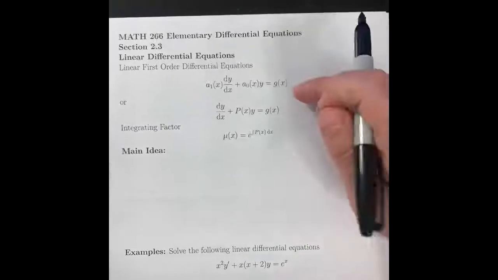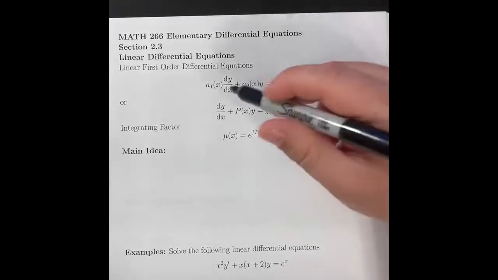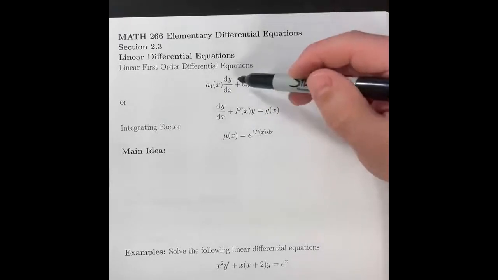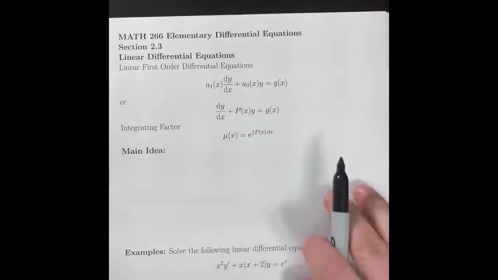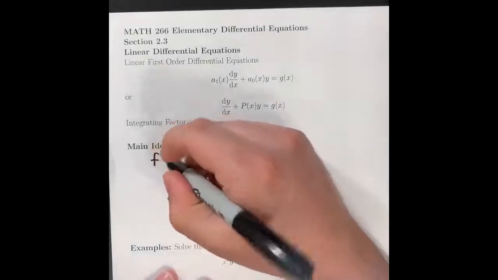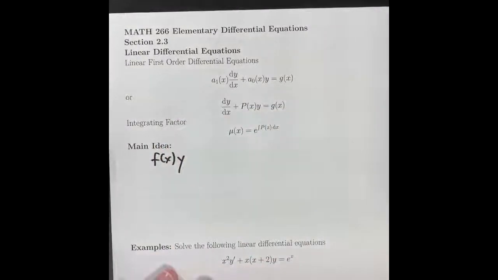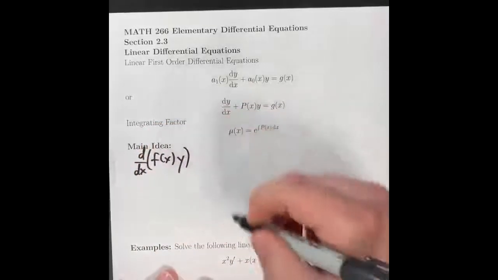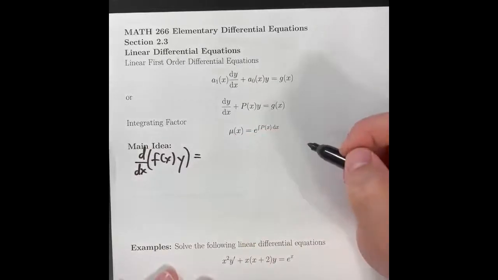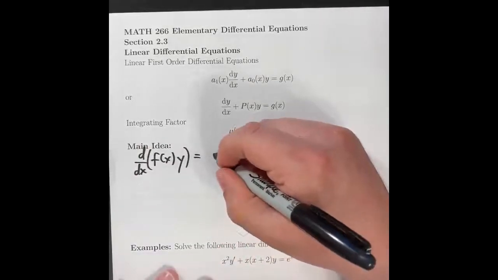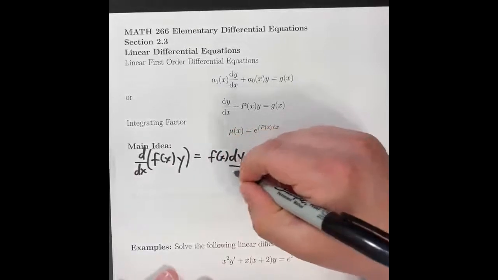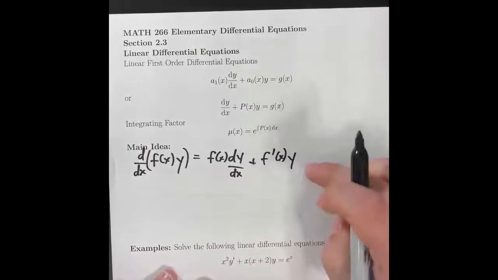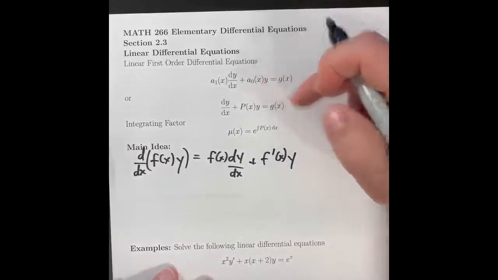Looking at this top equation here, one thing you may be reminded of is the product rule, because we have something times dy dx plus something else times y. Let me remind you, if we had something like f of x times y, and we wanted to take the derivative with respect to x, we'd have to use the product rule. That would turn into f of x times dy dx, plus the derivative of f times y. Comparing this with the top part here, we see that it looks kind of similar.